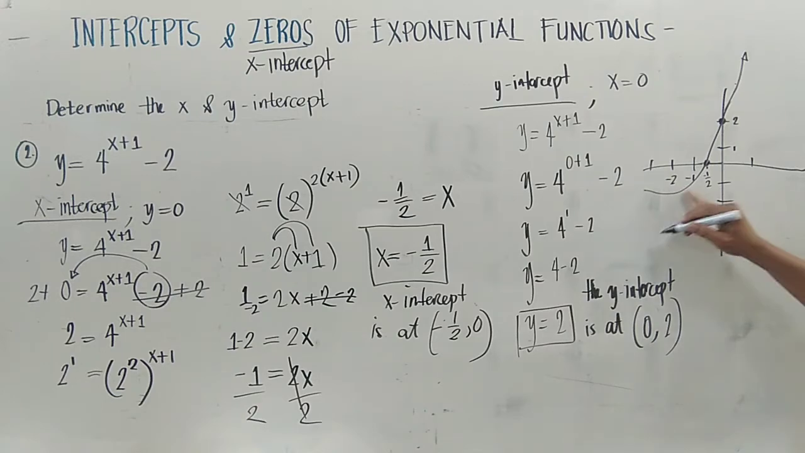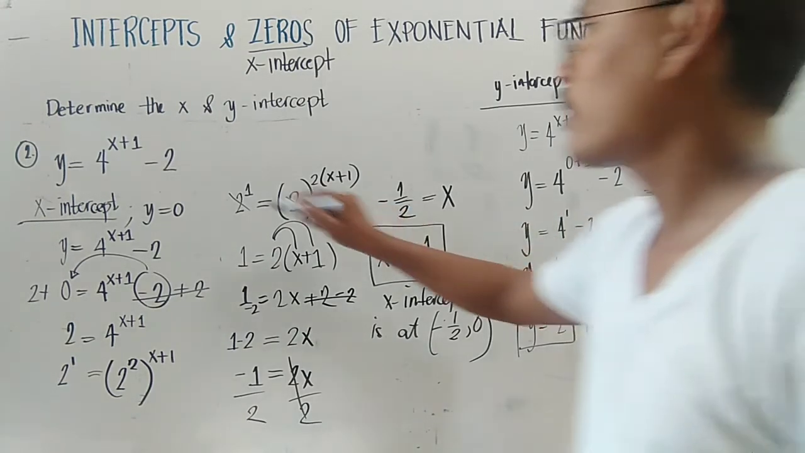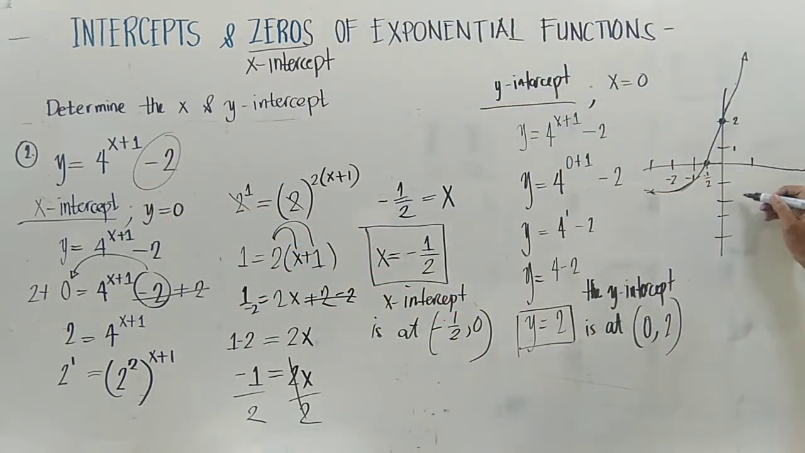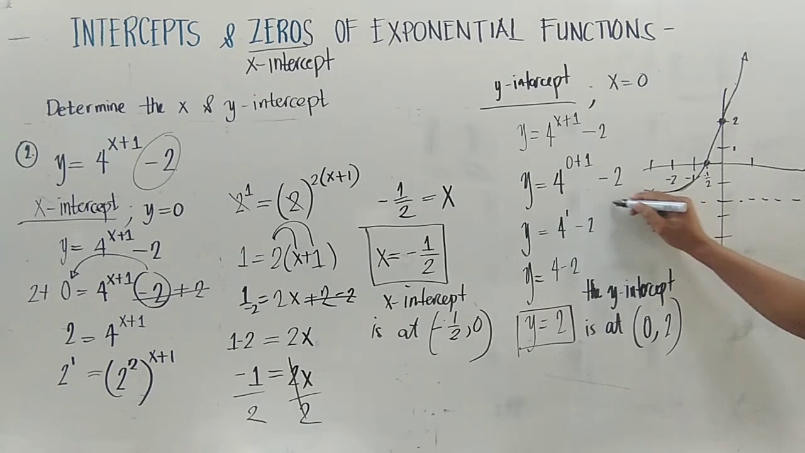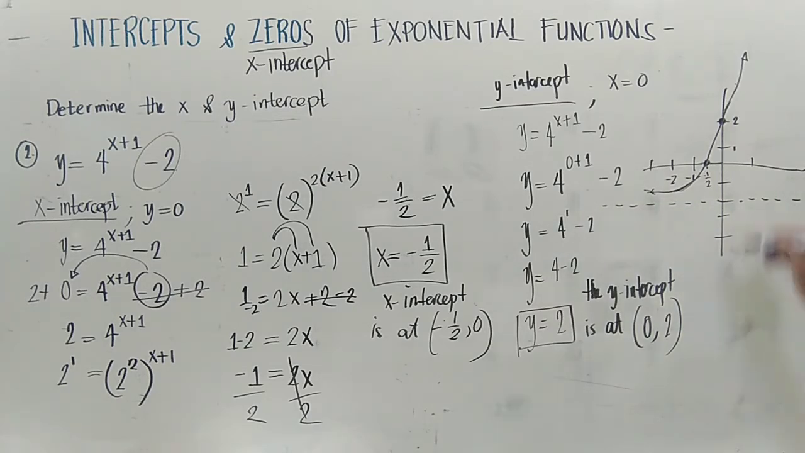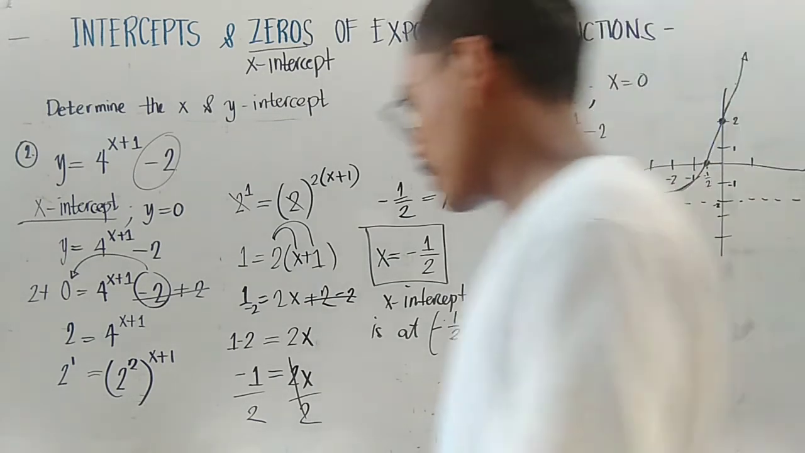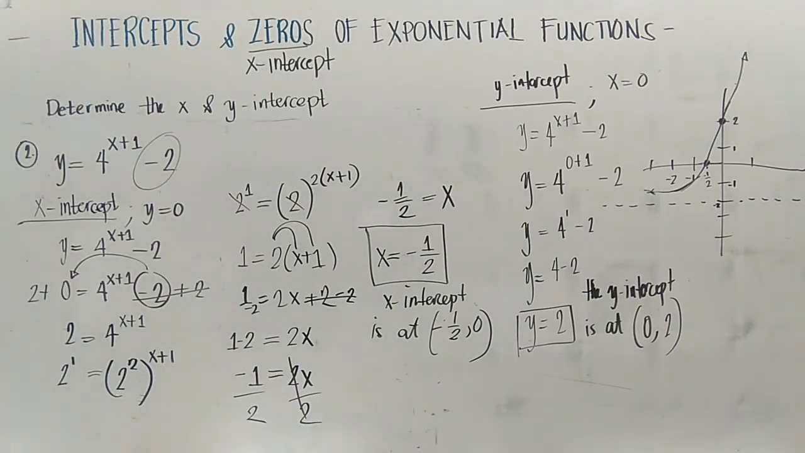And I will give you a hint. The constant here, the constant negative 2, is your asymptote. Okay? So this is negative 2 and this is negative 1. Okay? I guess that we are clear on this example. Okay, let's have another one.